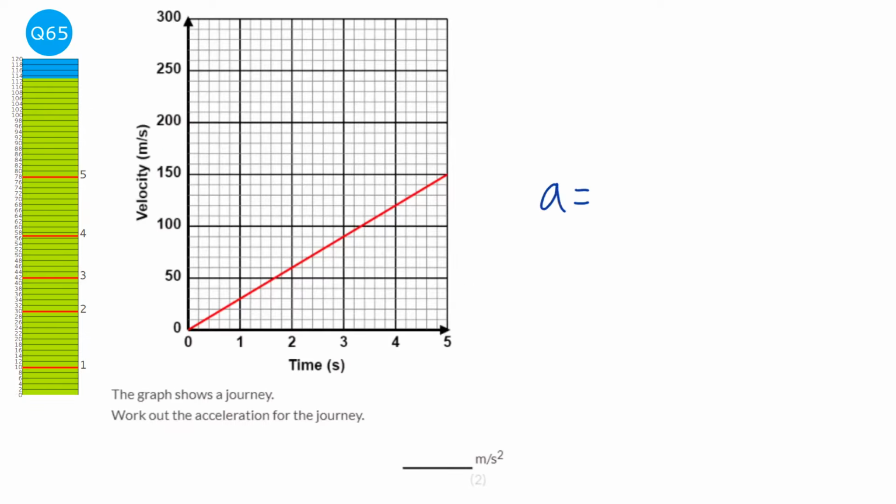Acceleration is change in velocity over change in time. So change in velocity where it starts at 0 and goes up to 150. So that would be 150 over the change in times. Well, the time starts at 0 and goes up to 5, so that's 5. And so 150 divided by 5 is 30. The velocity is in meters per second, the time's in seconds, so the units will be meters per second squared. So it's 30 meters per second squared.